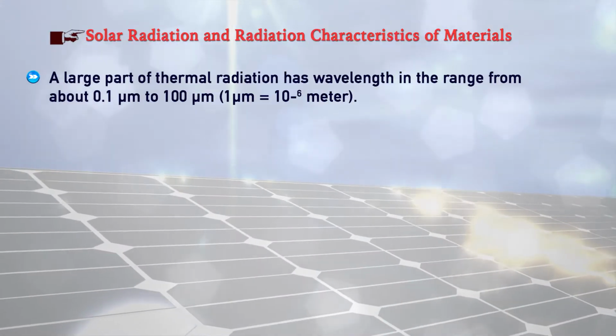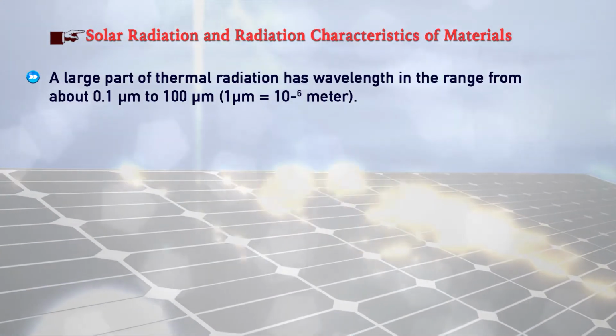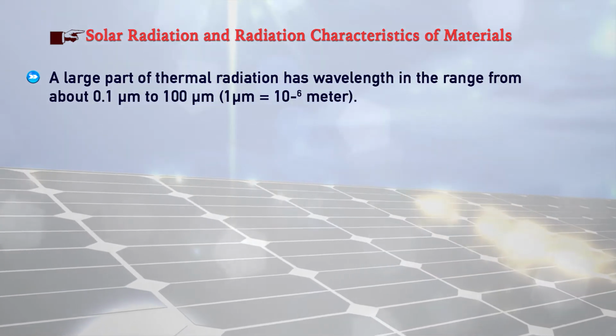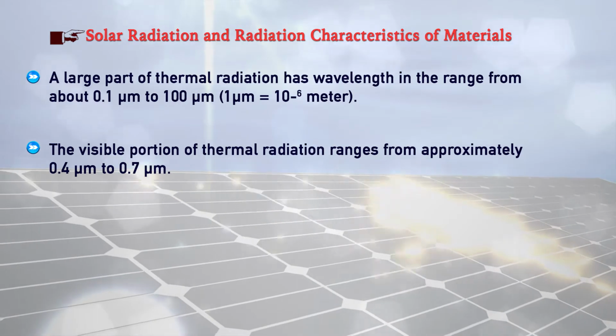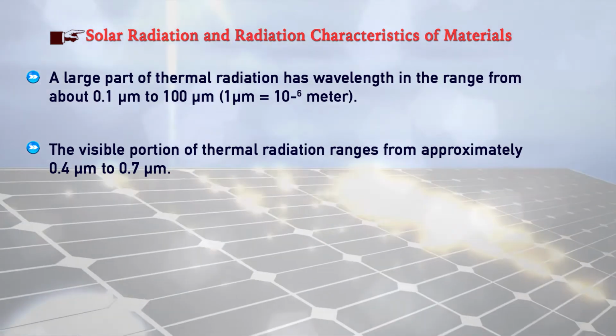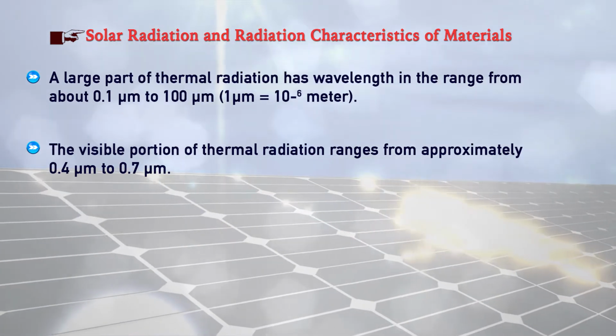If you study the spectrum of the electromagnetic waves, the range of the wavelength of thermal radiation is theoretically from 0 meter to infinity. A large part of thermal radiation has wavelength in the range from 0.1 micrometer to 100 micrometer. The visible portion of thermal radiation ranges from approximately 0.4 micrometer to 0.7 micrometer.